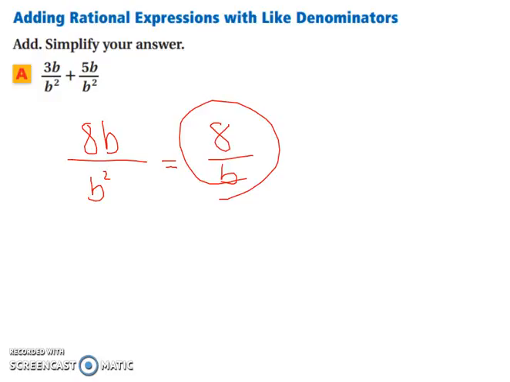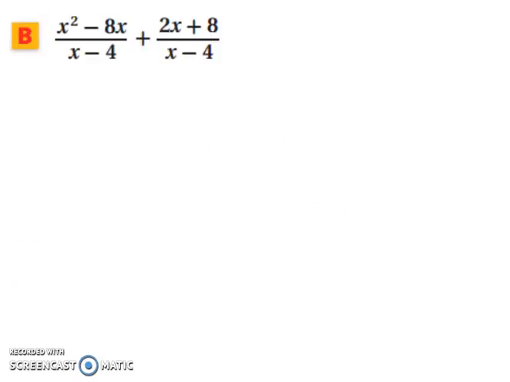Let's try another one. This one's a little bit more complicated. For this one, you want to combine like terms in the numerator. So x squared doesn't have anything in common, so we're going to just write that one down. Our minus 8x and our positive 2x are like terms, so we can combine them to get negative 6x. And then we have a plus 8, and there's nothing else with that. So plus 8, and all of that goes over our common denominator of x minus 4.